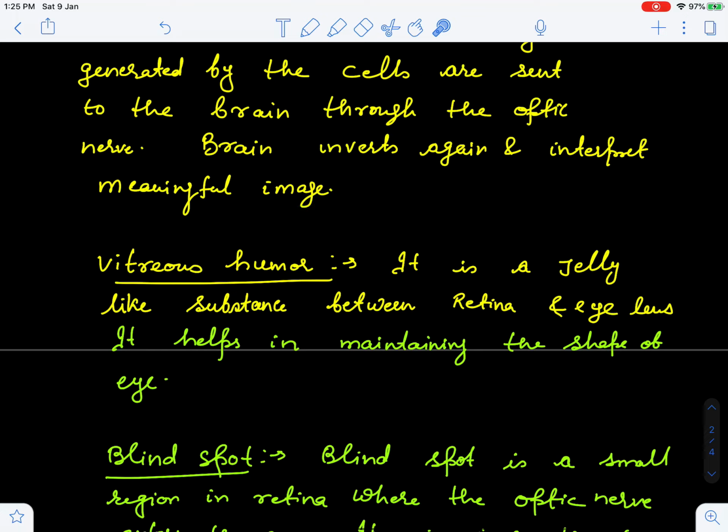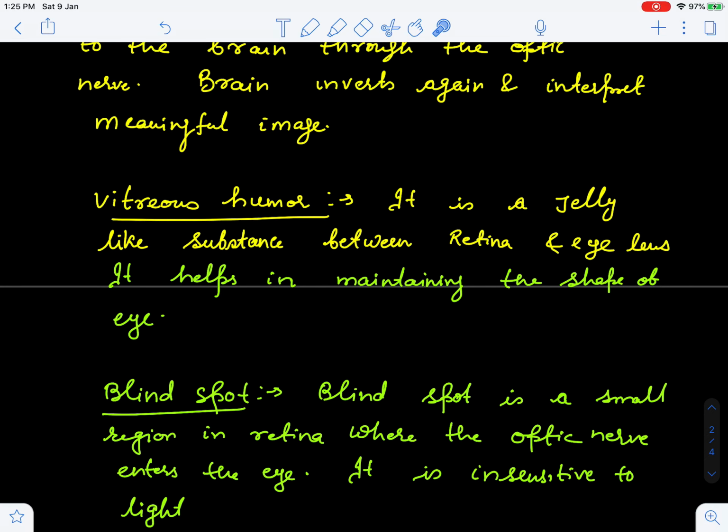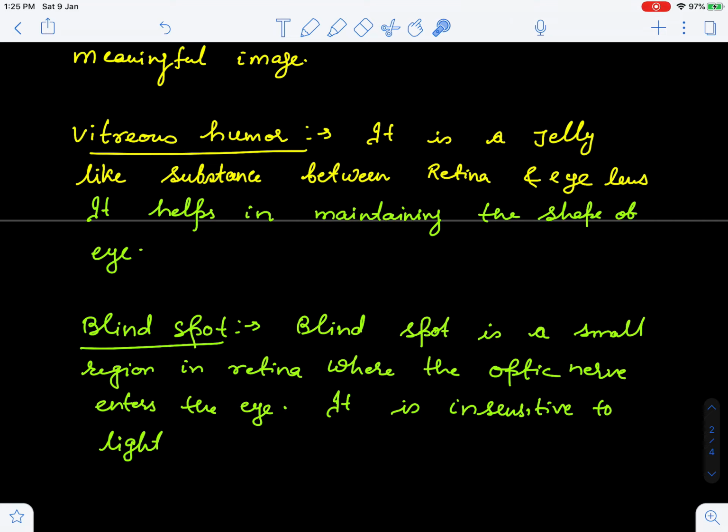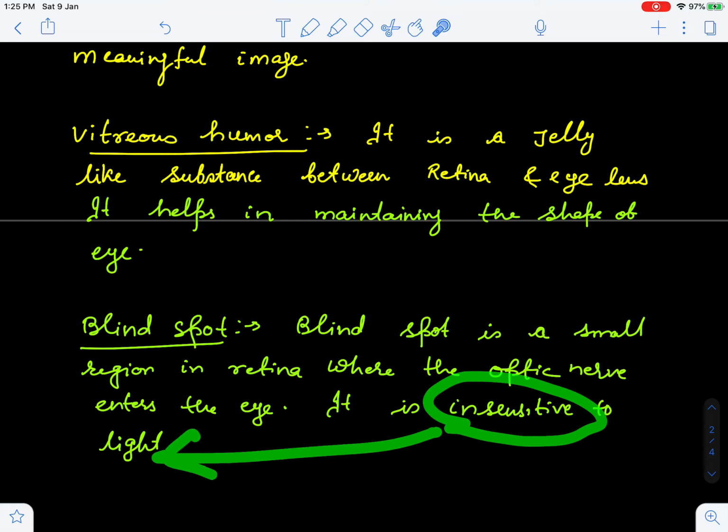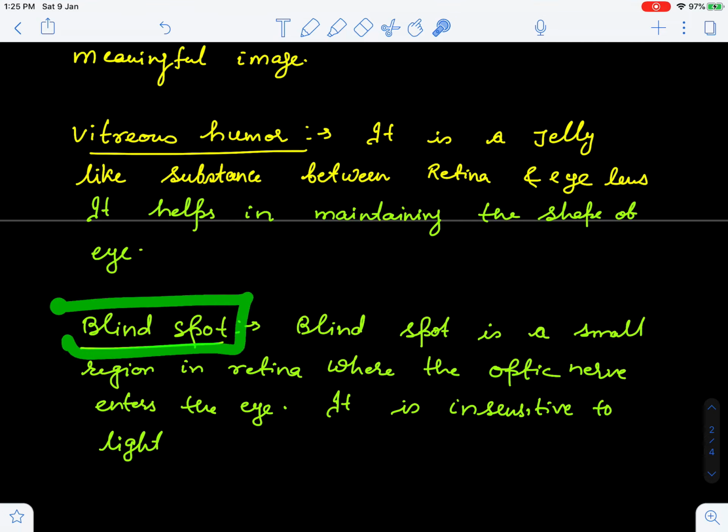One thing I have not mentioned is vitreous humor, which is found between the retina and the lens. It is a jelly-like substance between the retina and the eye lens. It helps in maintaining the shape of the eye. Now blind spot. The blind spot is a small region in the retina where the optic nerves enter the eye. It is insensitive to light. So if an image falls on the blind spot, we cannot see that image.